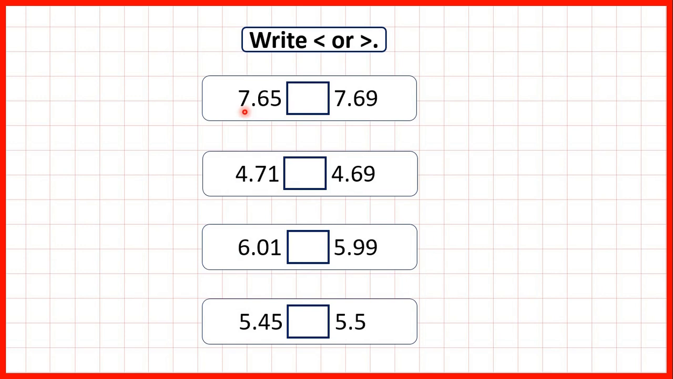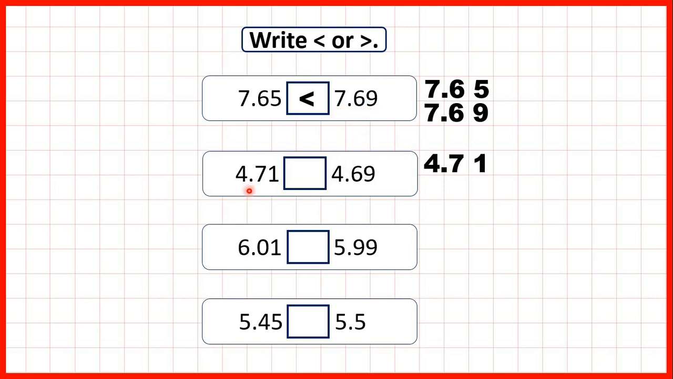Now we have 7.65 and 7.69. If we write the numbers out, one below the other, with the decimal points lined up, we can see that both have 7 ones, both have 6/10ths, but then when we look at the hundredths, we can see that this number with 9 hundredths must be larger, so that's 7.69.